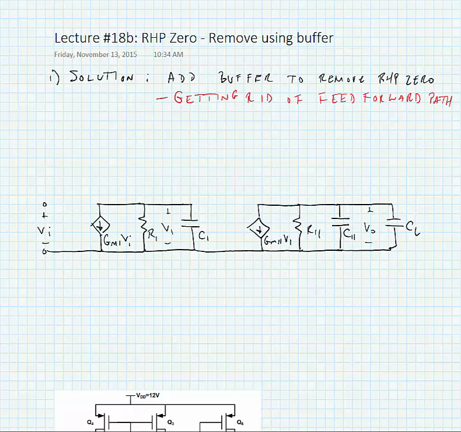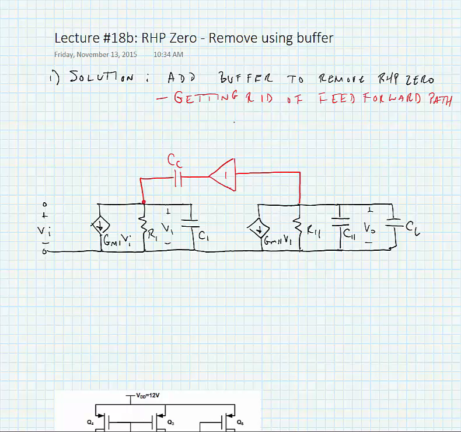So remember, what caused the zero to begin with is that we have a feed forward path through the compensation capacitor. And so the way that this works is we have our compensation capacitor, CC, between the first and second stage, and we're using our gm and resistor model of the amplifier right now, just for simplicity of analysis. We're going to break the path by putting in a buffer circuit that has a gain of 1 and connects between the compensation capacitor and the second stage.